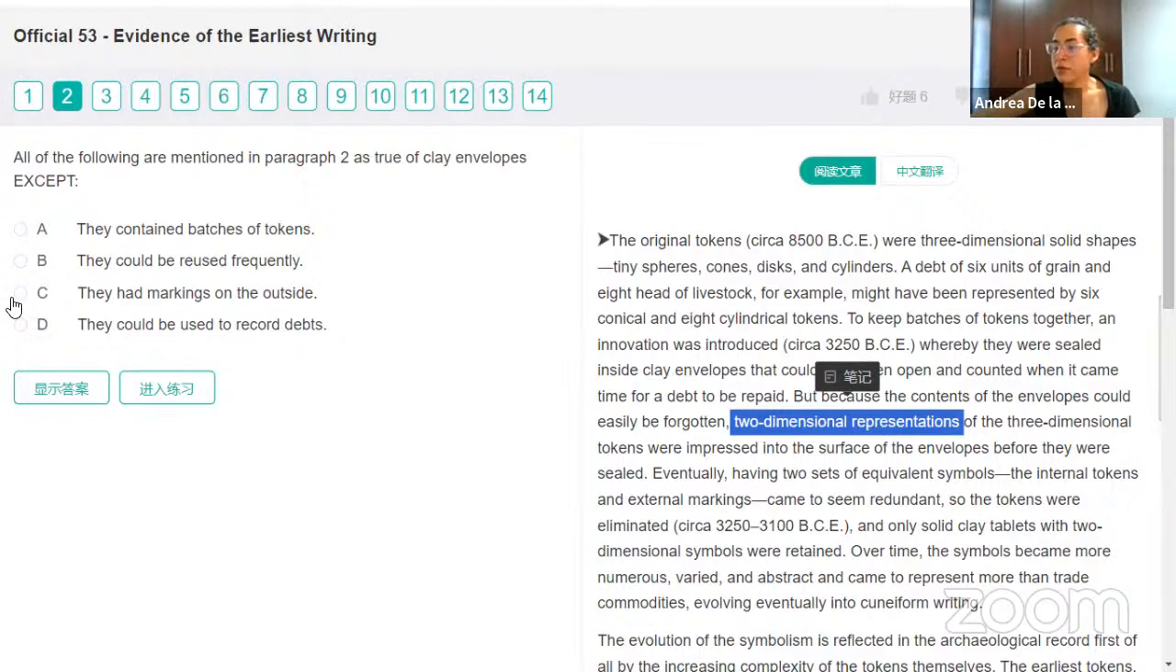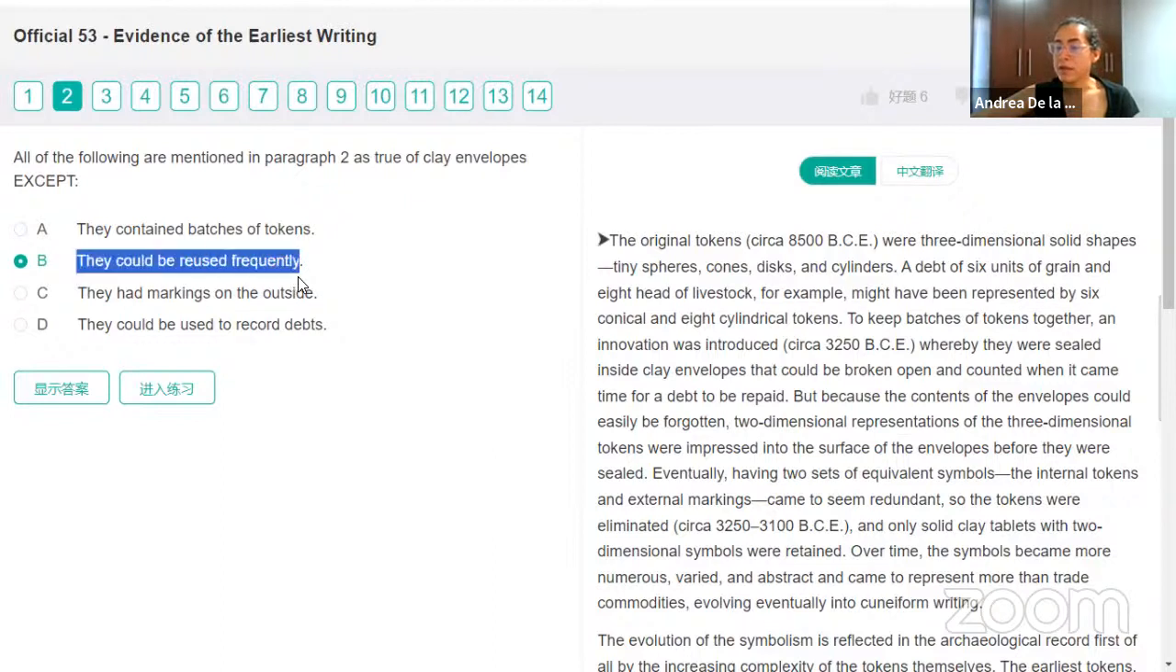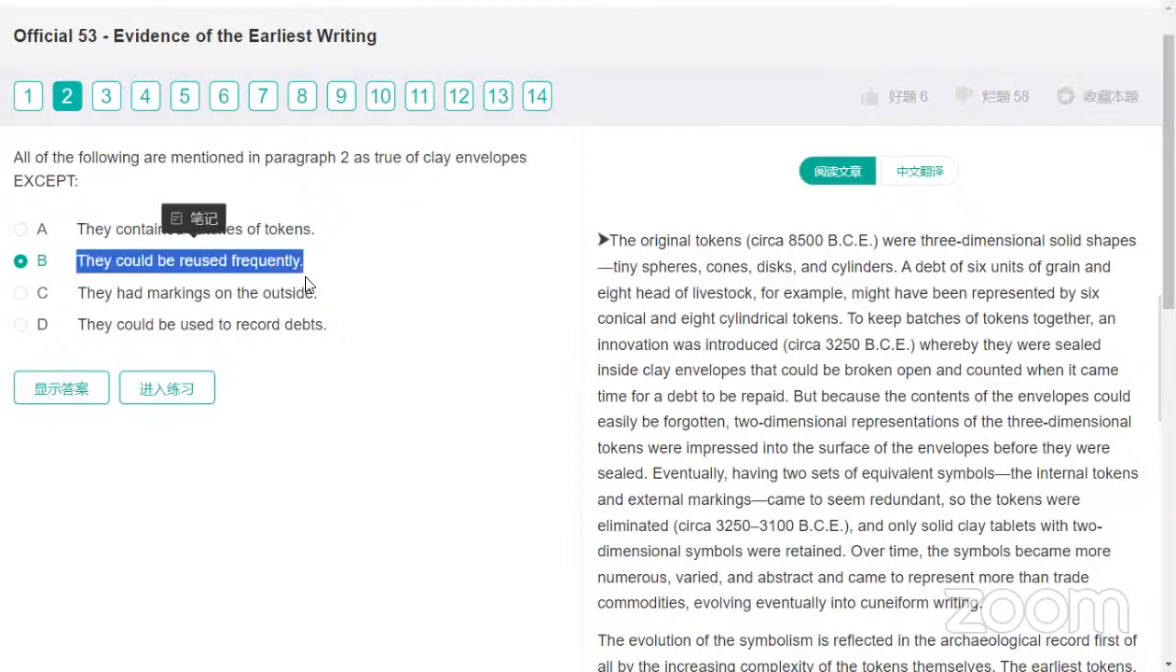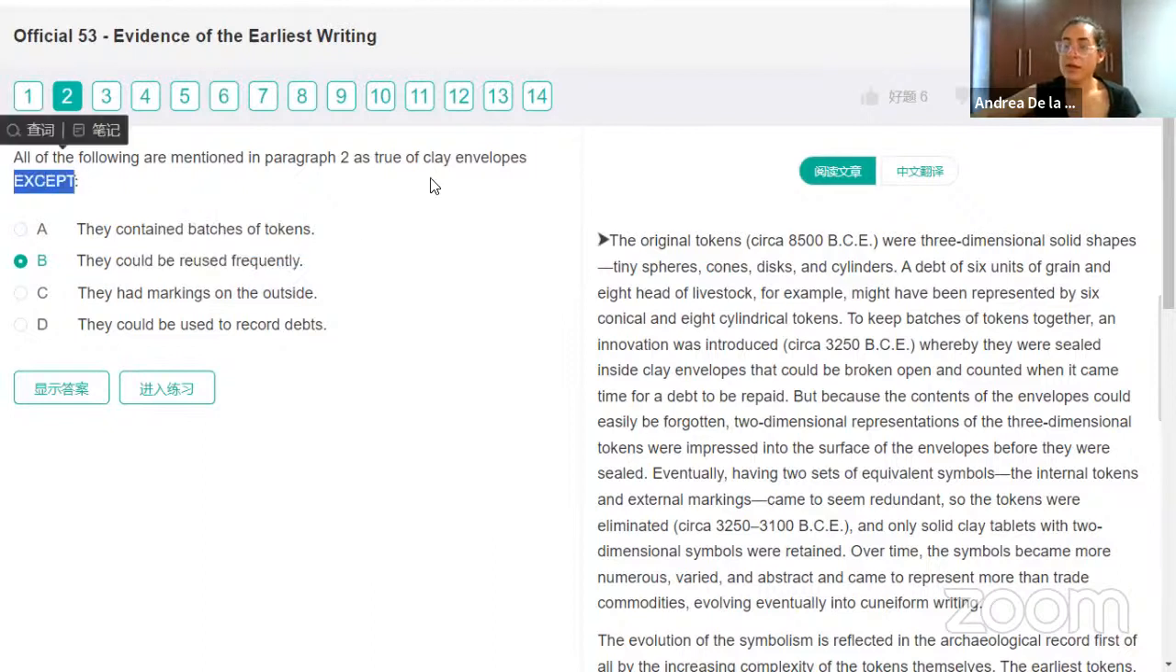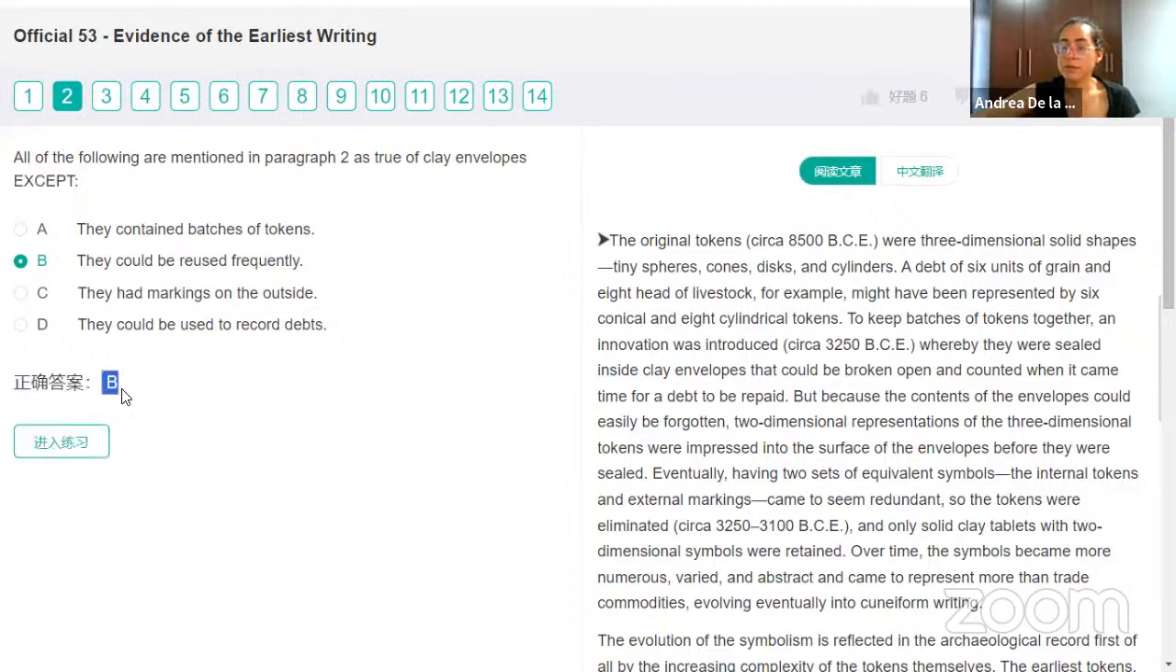That's C. Therefore, the only thing that's not mentioned is B, right? They could be reused frequently. Or do you have any information that says something like B? No. Not really. No dice nada. Podríamos inferir, concluir que sí se podrían usar varias veces, pero no es algo que nos dice en el texto. Entonces, siempre con los except questions tiene que ser algo que dicen explícitamente. Obviamente lo tenemos que parafrasear, porque no nos van a dar tal cual el texto. Entonces, B. Siempre es necesario ir uno por uno, ¿no?